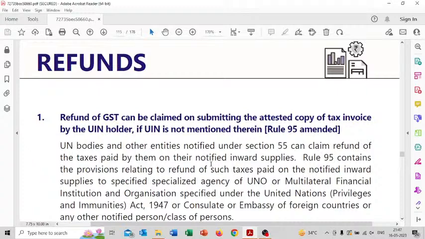Refund. Refund of GST can be claimed on submitting the attested copy of the tax invoice by the UIN holder if the UIN is not mentioned therein. Rule 95 amended.